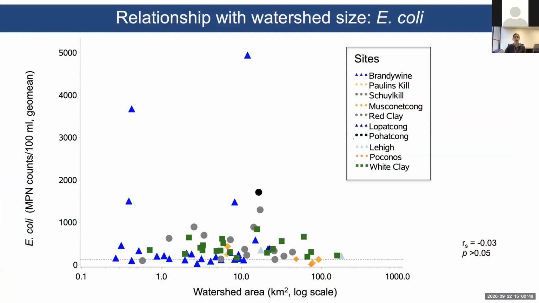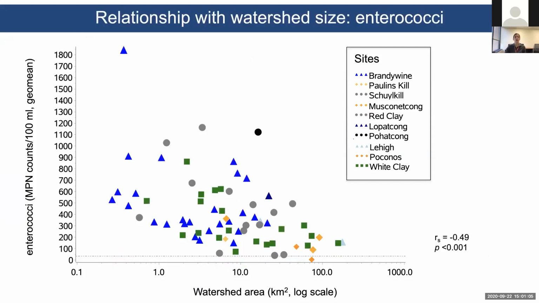So when we looked at watershed size as an explanation for the abundance of E. coli, we saw no significant relationship. So both small and large watersheds had both high and low values of E. coli abundance. For enterococci, however, we did see a significant relationship, and in fact, as watershed area increases, the abundance of enterococci was decreasing, so large watersheds have fewer enterococci.